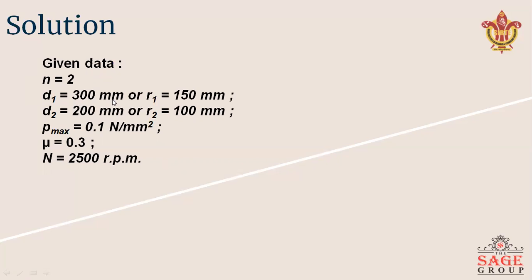And 300 mm, that means we have to calculate the value of R1, that is half of 300, so R1 is 150 and R2 is 100. The maximum intensity of pressure is equal to 0.1 Newton per mm square, the coefficient of friction is equal to 0.3, and the speed is given as 2500 rpm. So now we have to calculate the power transmitted by the clutch.